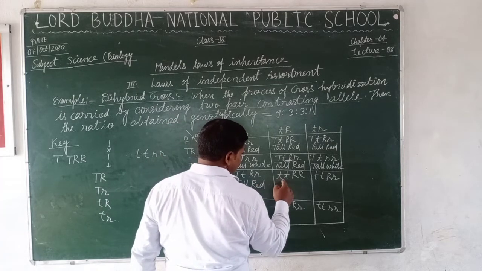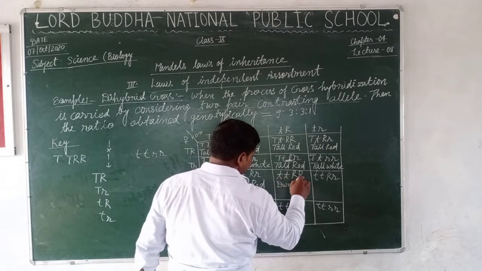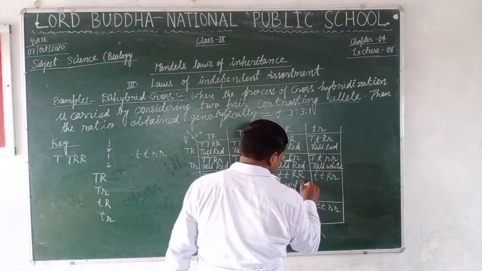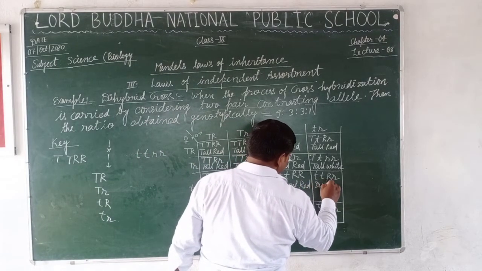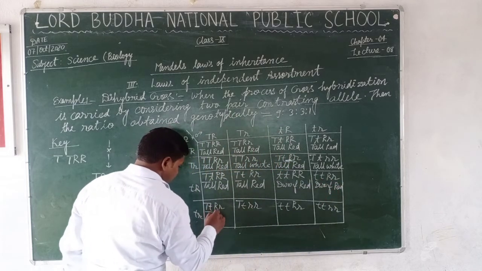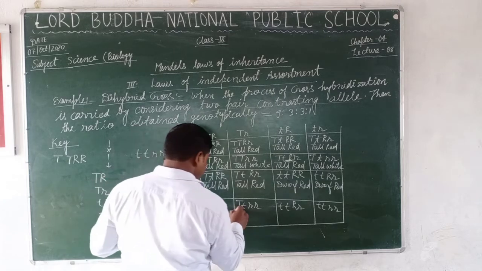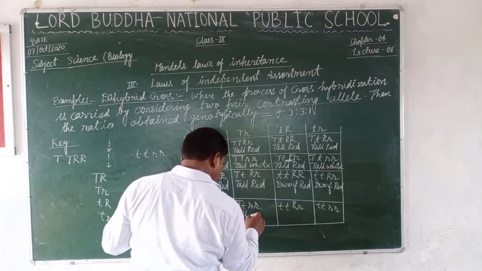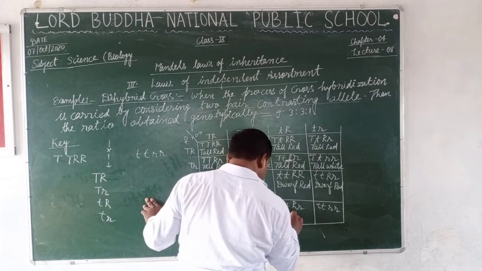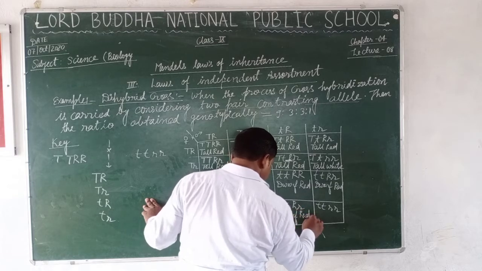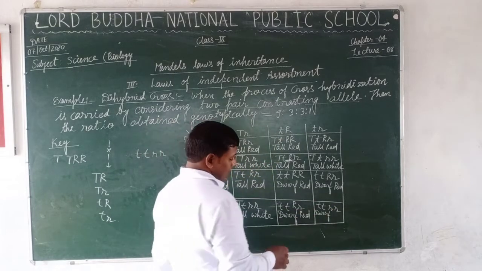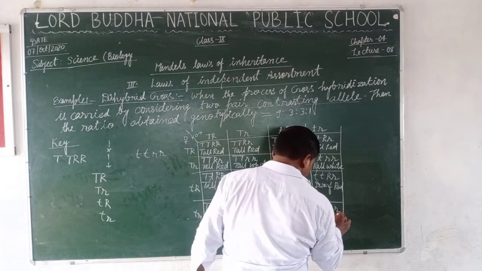This is the dwarf, because both of the alleles are recessive. Dwarf red. This also will be dwarf red. Tall red. Tall and white. This is the dwarf red, and this will be the only individual having dwarf and white flower.